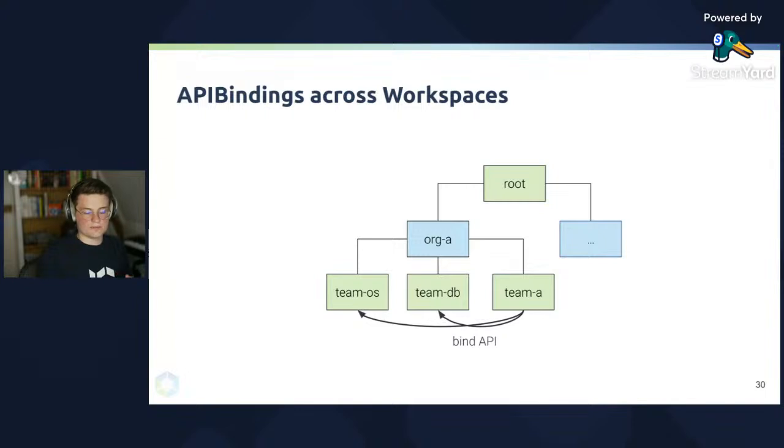A workspace can consume APIs from many different other workspaces. So if you're a consumer, you can create API bindings referencing API exports all over the KCP root, the KCP workspace tree.